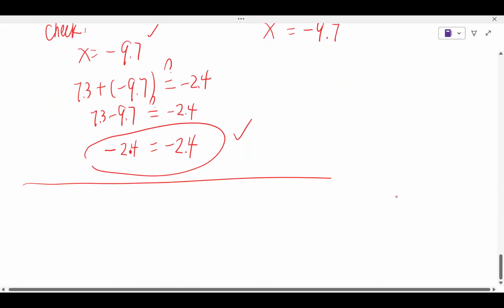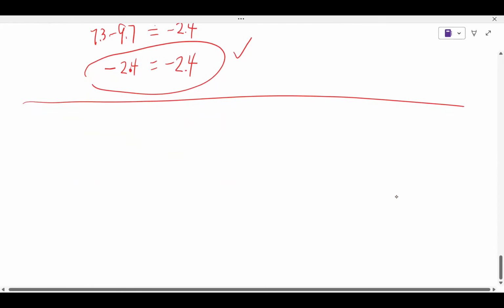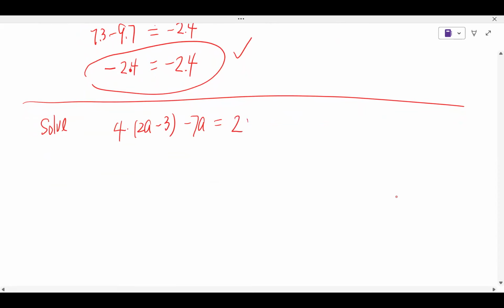So now next thing, I want to show you a little more sophisticated ones. So let's say we get something like this. Solve 4 times 2a minus 3 minus 7a equal to 2a minus 5. So if you look at it, we get the variable a all over the place, right? Some on the left, some on the right. Also numbers on the left and numbers on the right. So first of all, we're going to solve for a here.